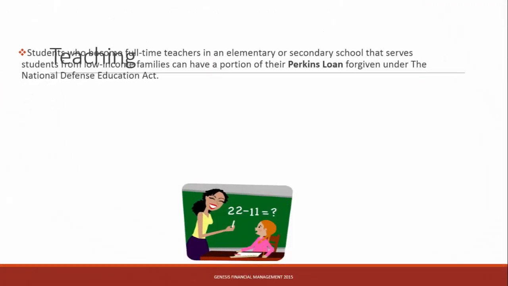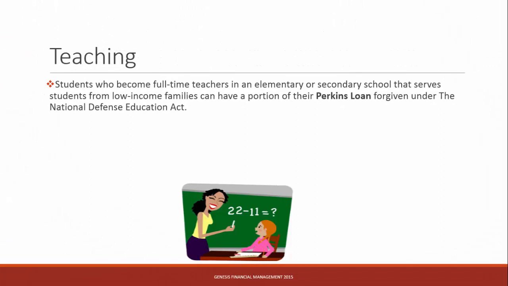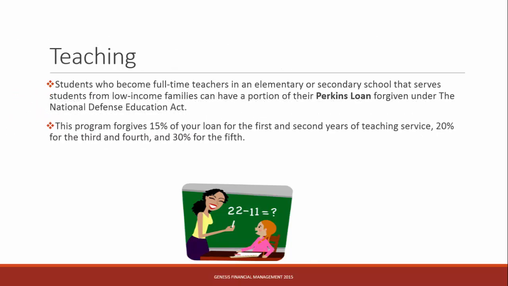Teaching. Students who become full-time teachers in elementary or secondary school that serve students from low-income families can have a portion of their Perkins loan forgiven under the National Defense Education Act. This program forgives 15% of your loan for the first and second years of service, 20% for the third and fourth, and 30% for the fifth.